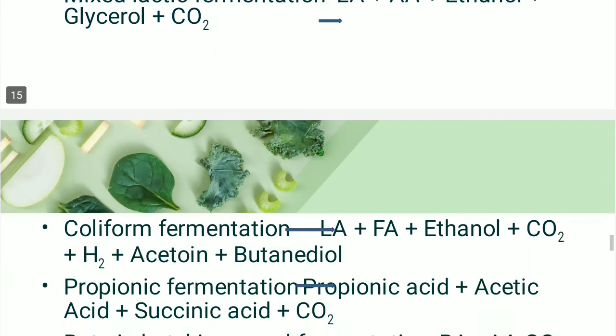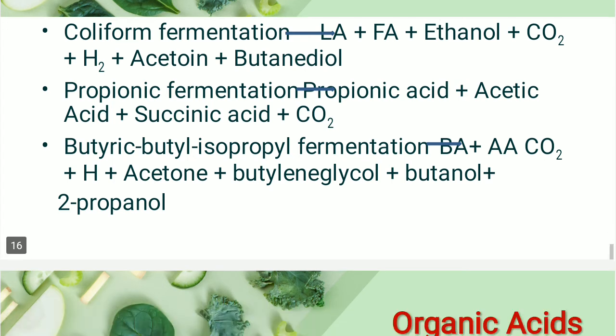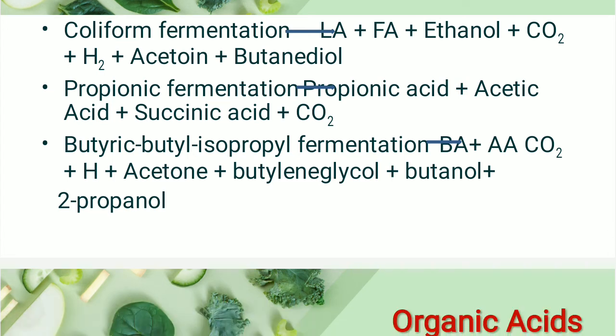Coming to the coliform fermentation. In coliform fermentation, the byproducts will be lactic acid, formic acid, ethanol, carbon dioxide, hydrogen, acetone, and butadiene. These are all the products formed. So you can imagine the type of spoilage which sets in because of the coliform fermentation, right? Coming to propionic fermentation, this gives propionic acid, acetic acid, succinic acid, and carbon dioxide as byproducts.